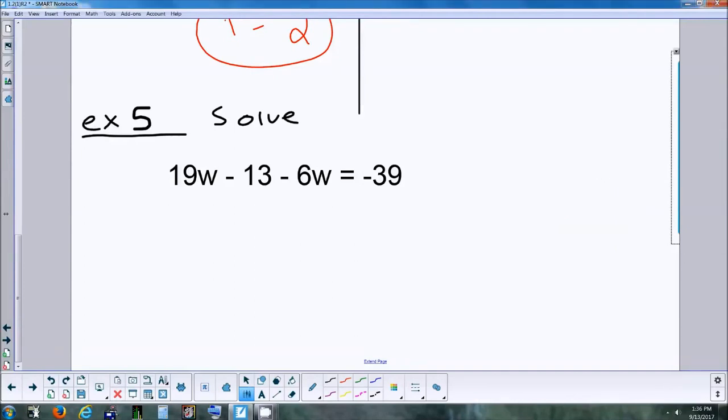So what's my first step here? Gemini? Okay, so you look for distribution, which there is none. Okay, no distribution. And then since there are like terms, which are the negative 6W and 19W, you add those. Yes, negative 6W, 19W. What did we get when we combined those together? 13W. Okay, now you've combined like terms. What's your next step?